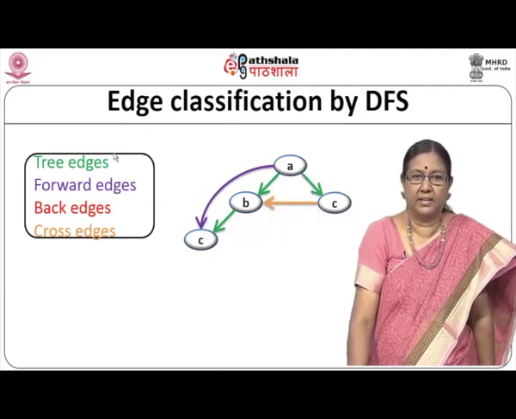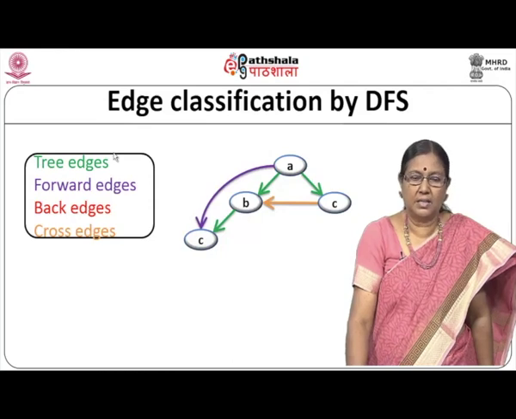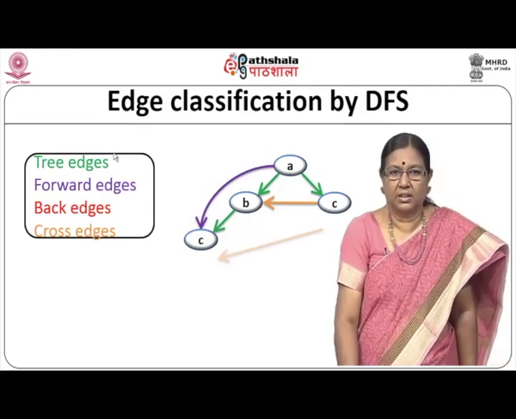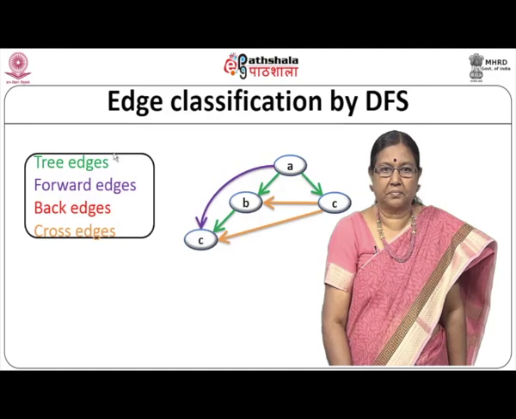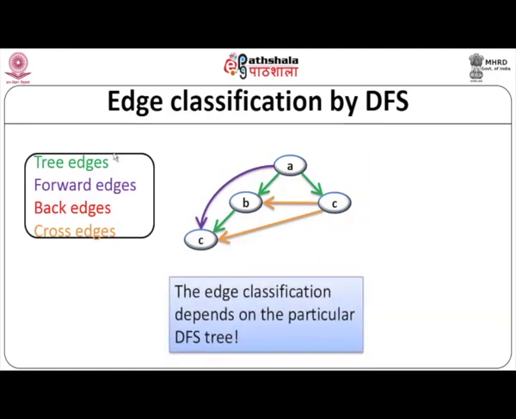Now, you have again this. If you look here, C is neither an ancestor nor a descendant of B. So, it is called a cross edge. You also have CD, here we have just put it as CC, also a cross edge. So, the edge classification depends on the particular DFS tree. If you have another DFS tree, then the classification is different.